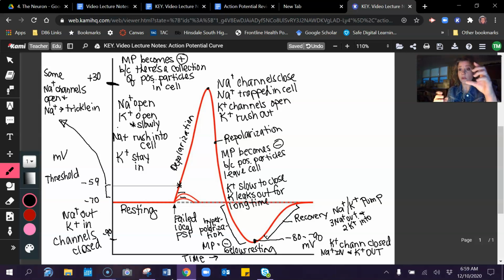Like you have 3 sodium ions that are bound to the protein at the same time that 2 potassium ions are, and then they switch places. So the pump is propagating this negatively charged cytoplasm inside of the cell because it's pushing more positive things out than it's bringing positive things in. But this is going to work until we come back to our resting membrane potential.